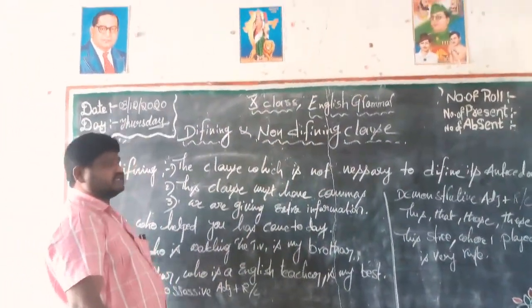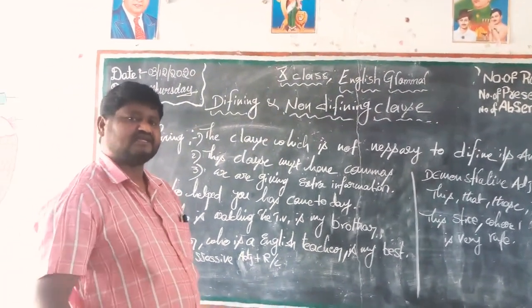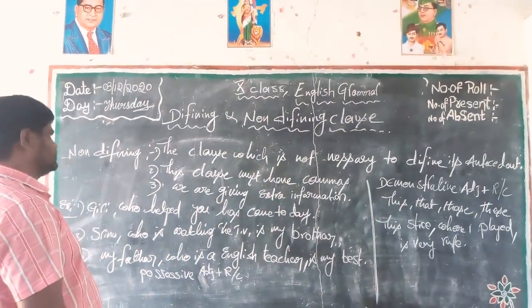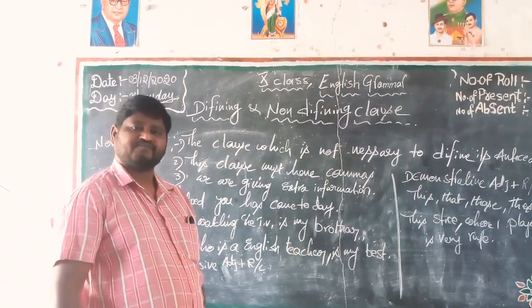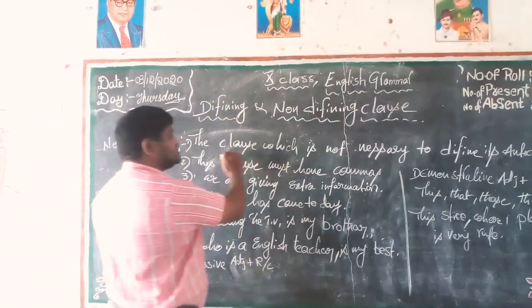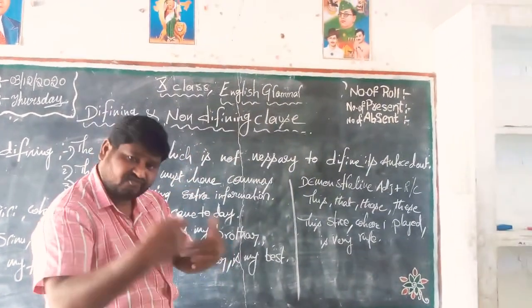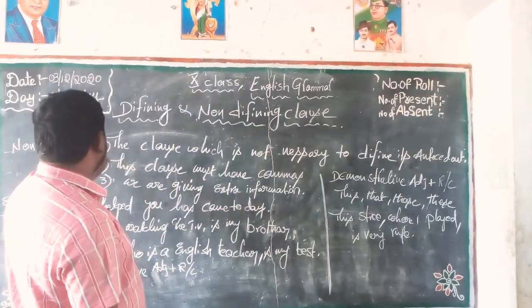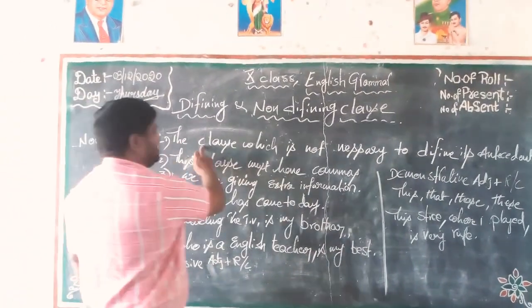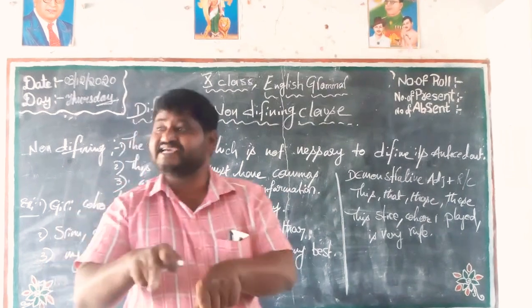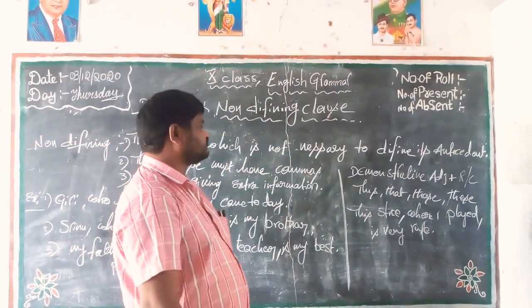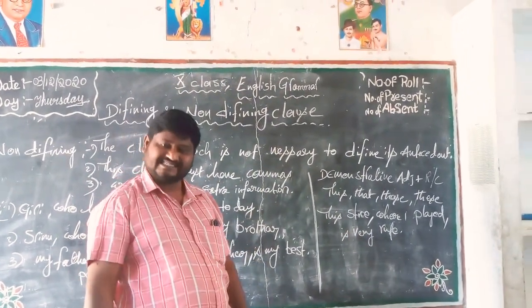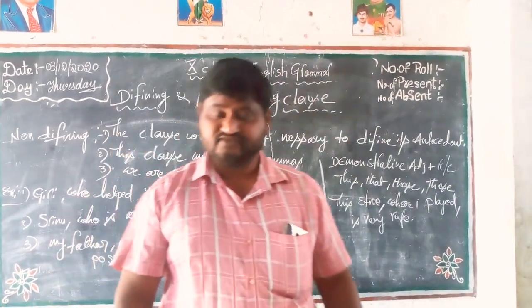There are two types of relative clauses. The first one is the defining relative clause and the second one is the non-defining relative clause. In this video, the non-defining relative clause. What is a non-defining relative clause? The clause which is not necessary to define its antecedent. My dear friends, did you understand? That is what we call the non-defining relative clause.